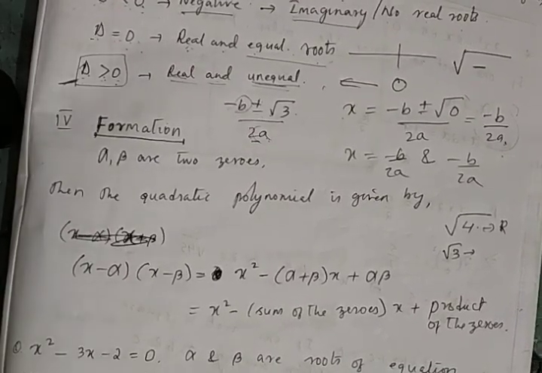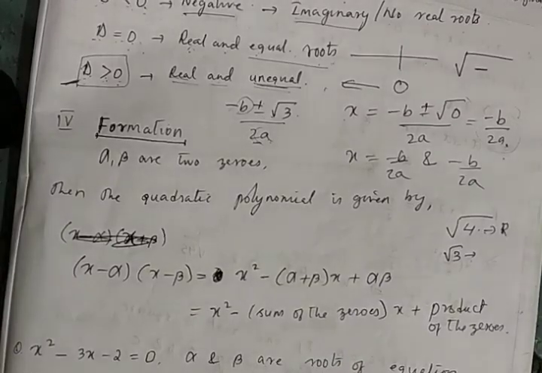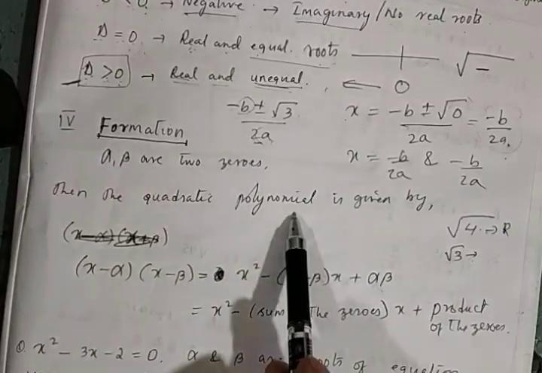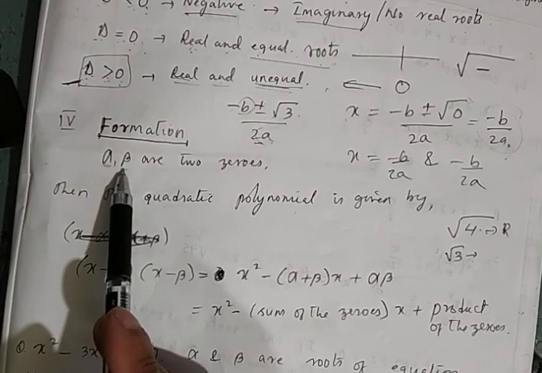Formation of what? Quadratic equation. Or how do you make a quadratic polynomial on your own? You can make the quadratic polynomial on your own if you know two things. One, you know alpha, and one, you know beta.